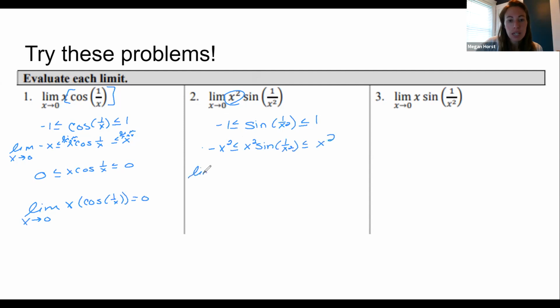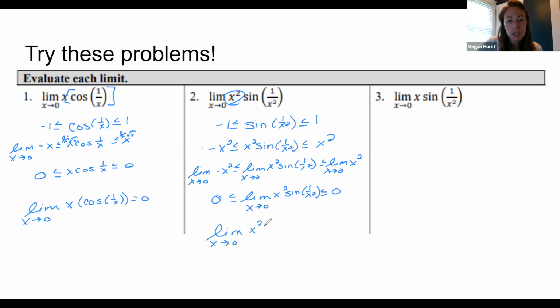Now I'm going to take the limit as x goes to 0 of each of these functions. And again, we get 0, 0. So we know the limit as x goes to 0 of x squared sine of 1 over x squared is going to equal 0.